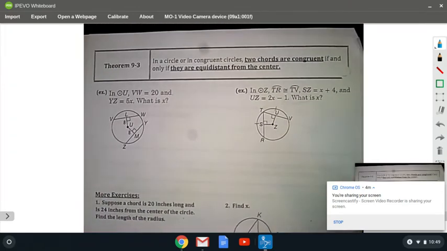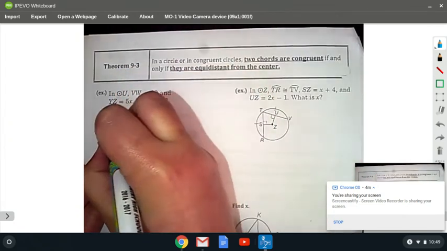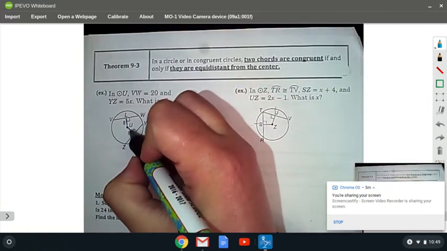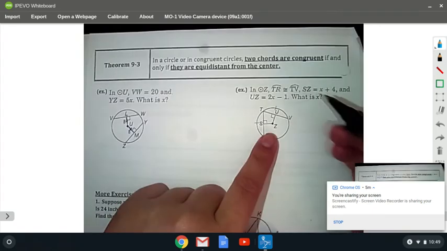In a circle or congruent circles, two chords are congruent if and only if they are equidistant from the center. Right here, they're showing you that these two chords, VW and YZ, are equidistant from the center because they have these two 8s here. Same thing in this picture.